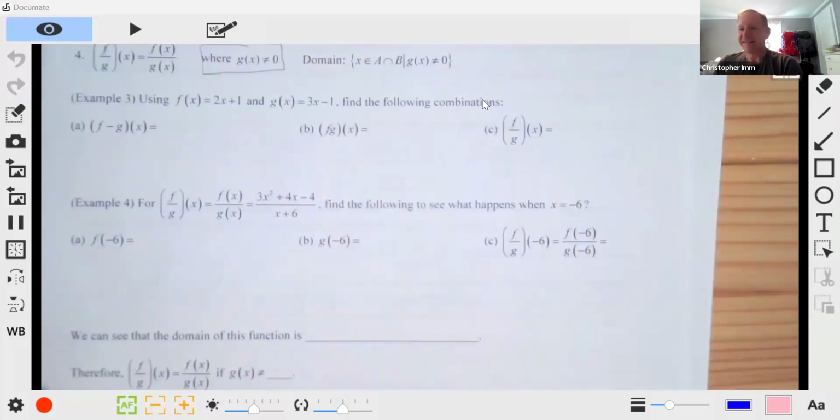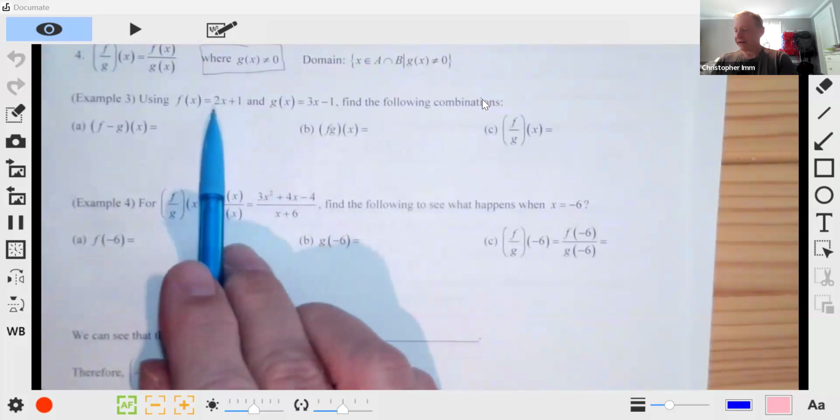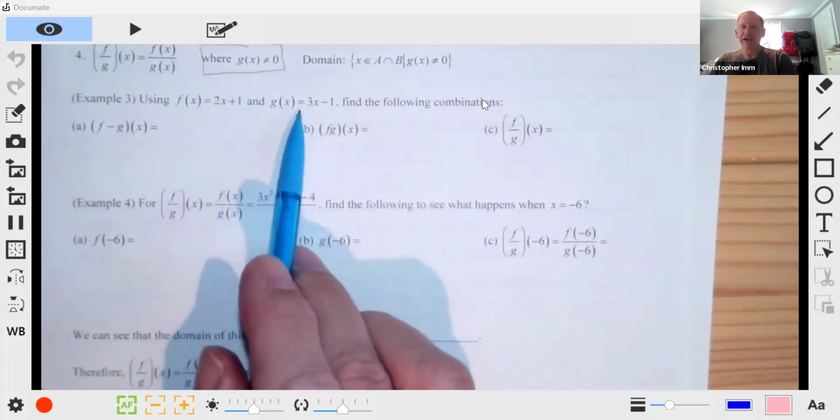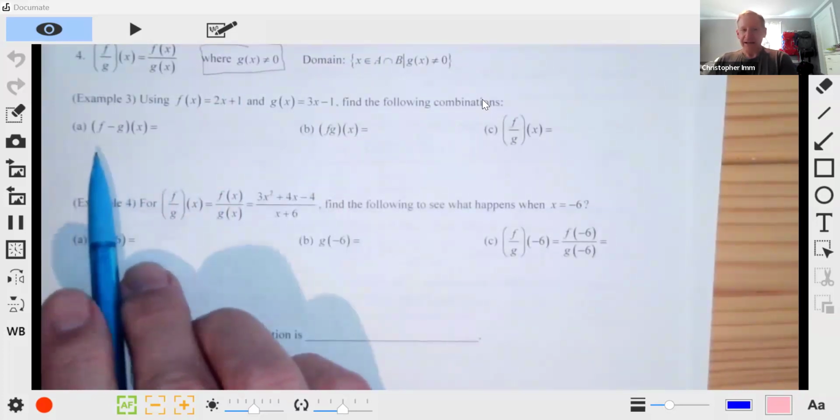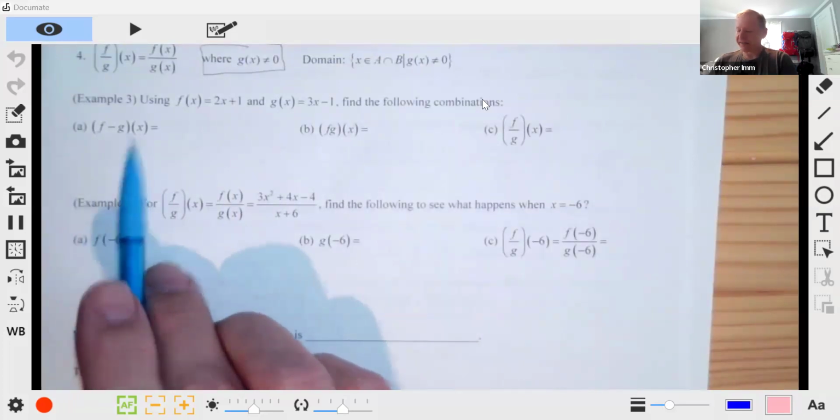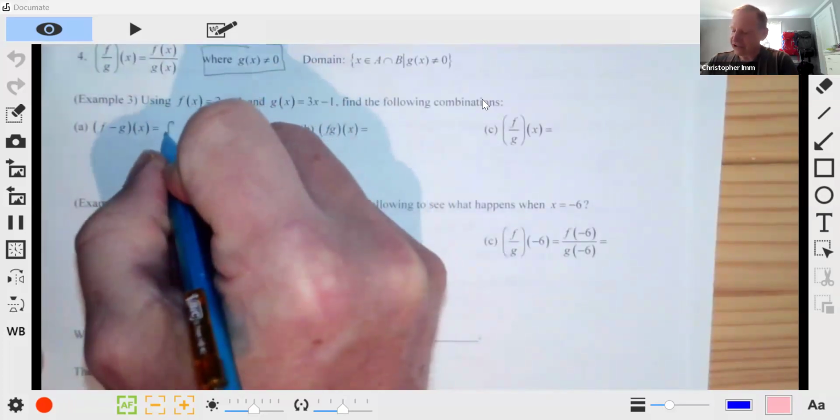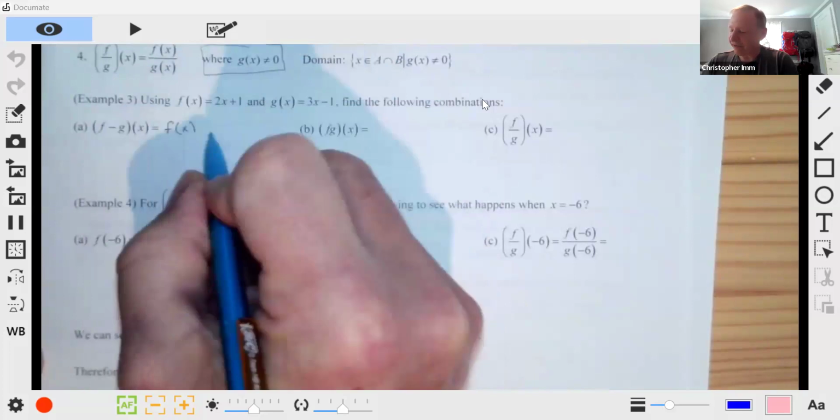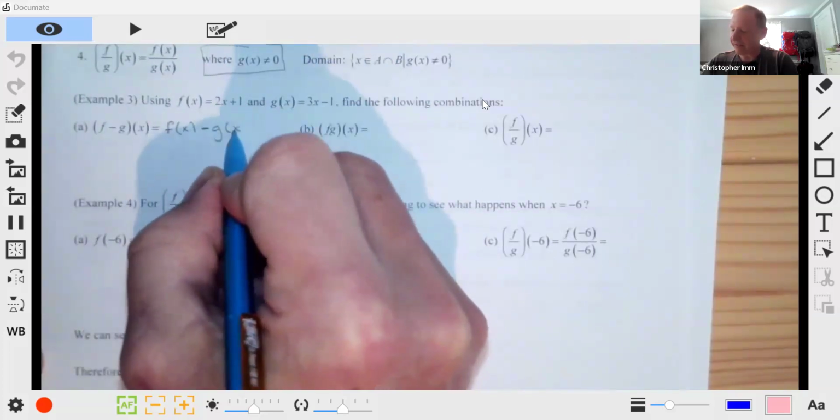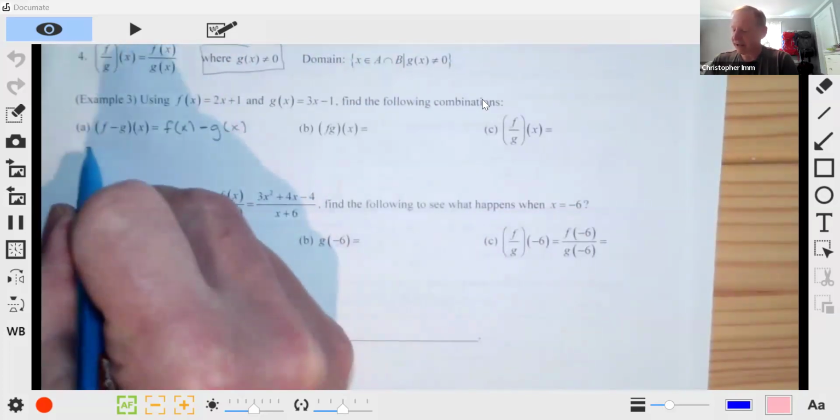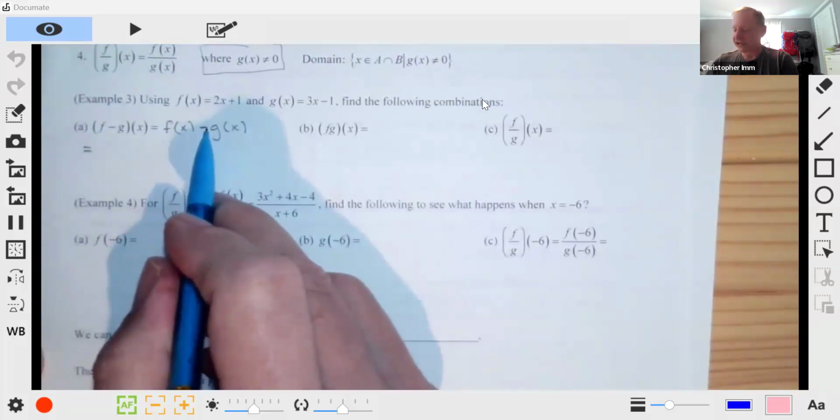Okay, let's take a look at putting some of these functions together by combining them. We're going to be looking at two linear functions, f and g. We're going to first start again with f minus g of x. What I would do first is just write down the rule for that. So f minus g of x is the same as f of x minus g of x. Now I'm just going to plug those functions in.